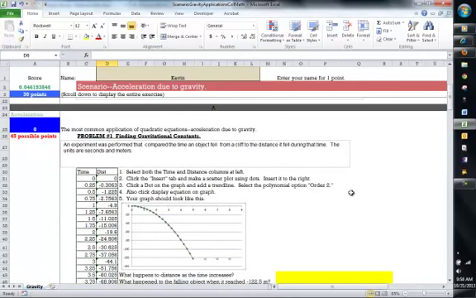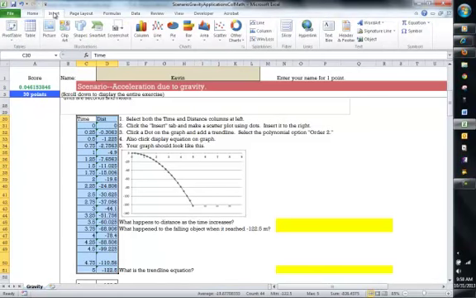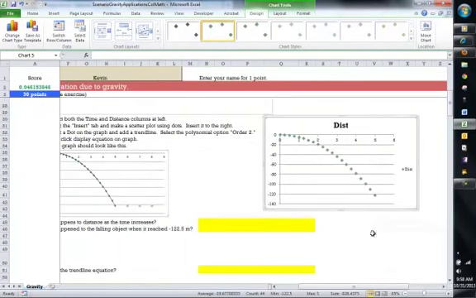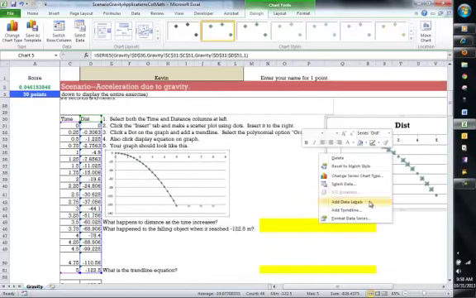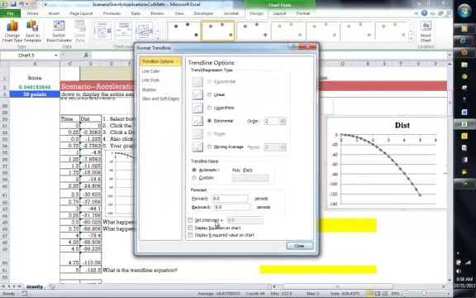So here we see a table that shows the time and the distance an object falls. It says select both the time and the distance columns at the left. Okay, we did that. Click the Insert tab and the scatter plot and put it to the right. Right-click a dot on the graph and select Add Trend Line, and make it a polynomial of degree 2, and display the equation and the r-squared value on the chart.